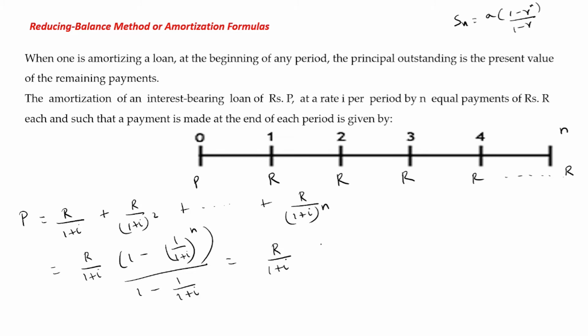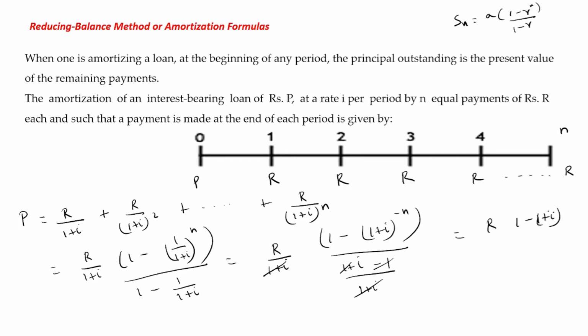So this is R by 1 plus i into (1 minus (1 plus i) the whole raised to minus n), the whole thing divided by (1 plus i minus 1) upon 1 plus i. So these two will cancel, plus 1 minus 1 will go. So it is R into (1 minus (1 plus i) whole raised to minus n) upon i.